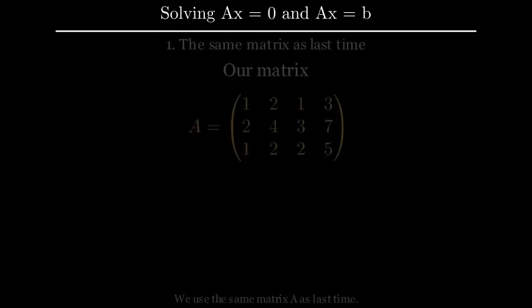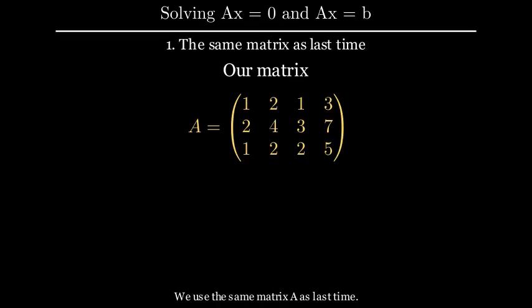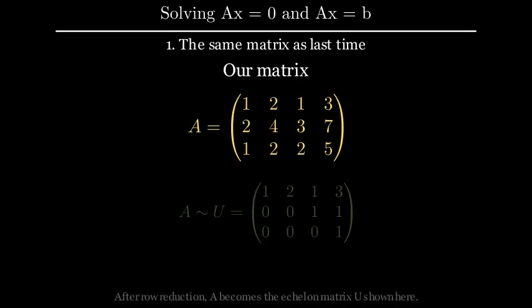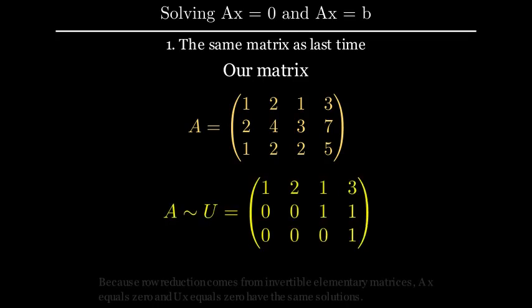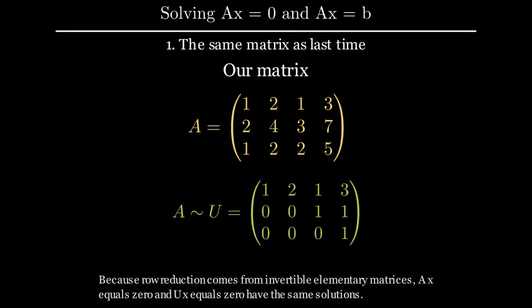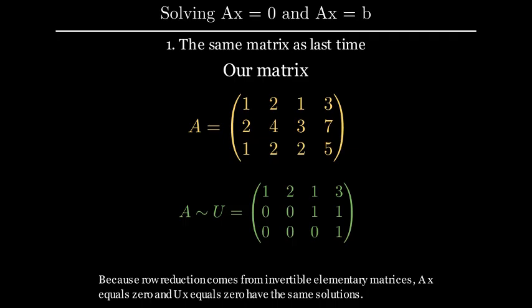We use the same matrix A as last time. After row reduction, A becomes the echelon matrix U shown here. Because row reduction comes from invertible elementary matrices, AX equals 0 and UX equals 0 have the same solutions.